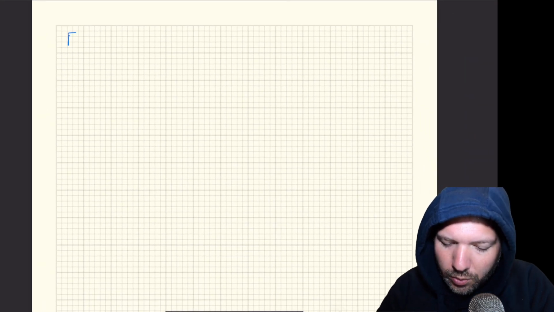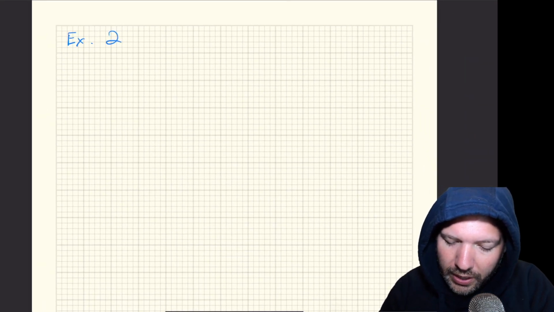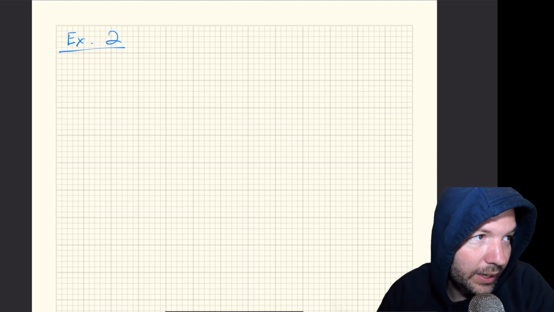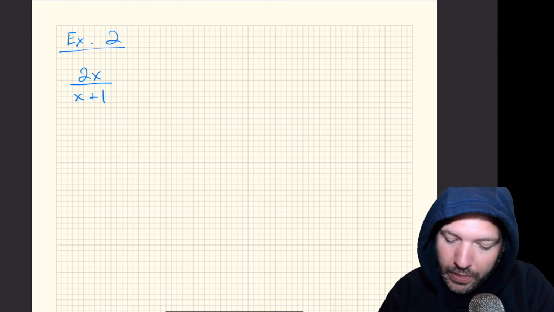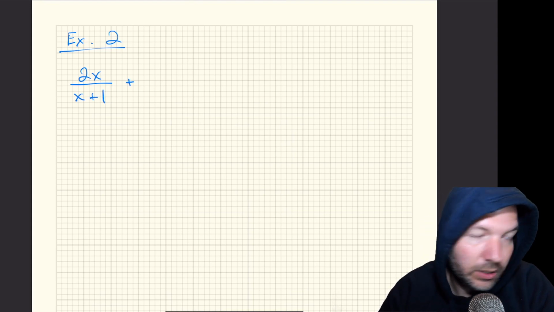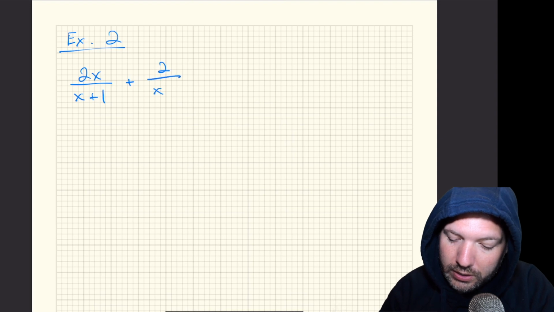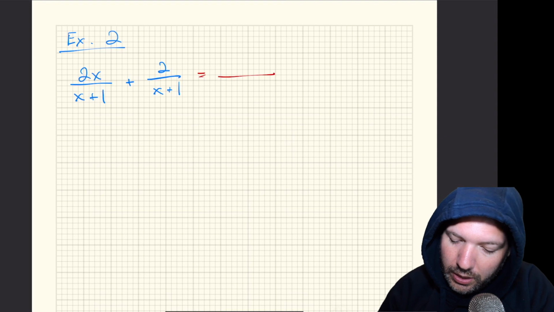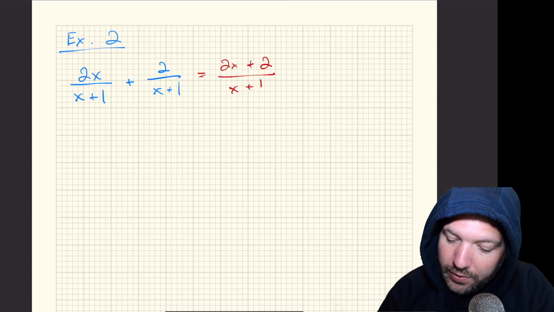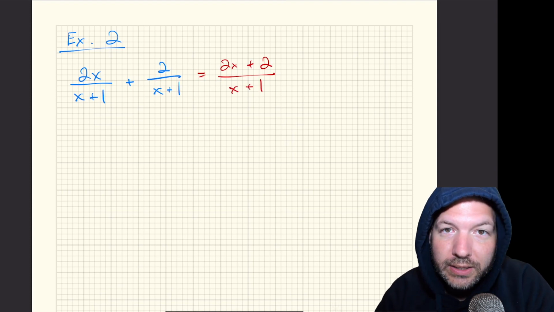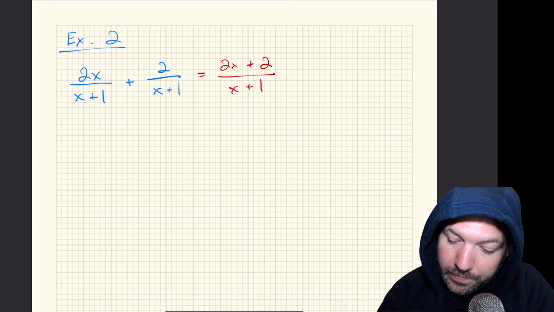This does not only work for monomial-like denominators, any like denominators will do. So let's say I have 2x over x plus 1, and I want to add to that 2 over x plus 1. Now the first thing I do is, again, add my numerators. They are not like terms, so it just becomes 2x plus 2. And the denominator does not change size. It stays x plus 1.